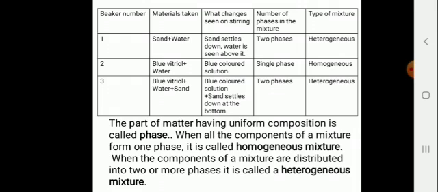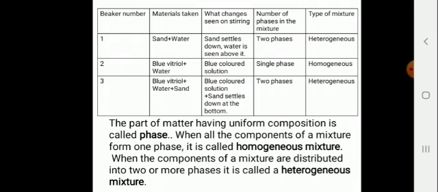And in the solution of blue vitriol, sand is poured. After stirring, sand will settle down at the bottom and the blue colored solution is seen above it. So here two phases are clearly seen.